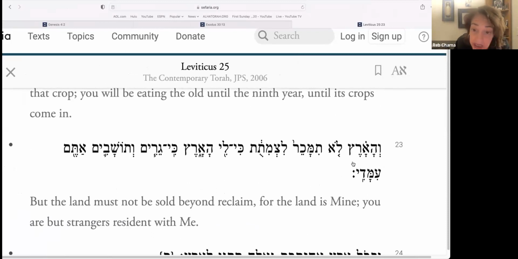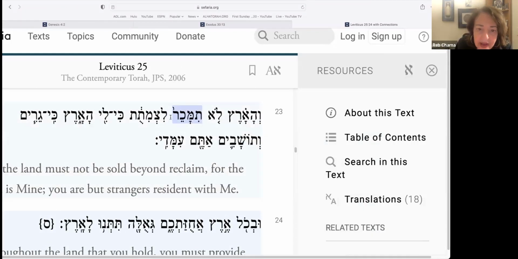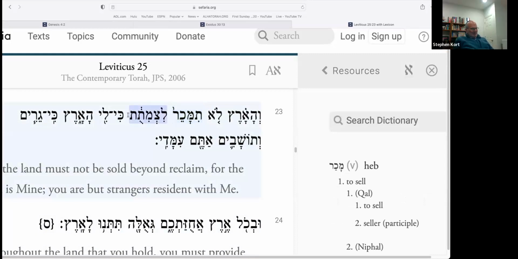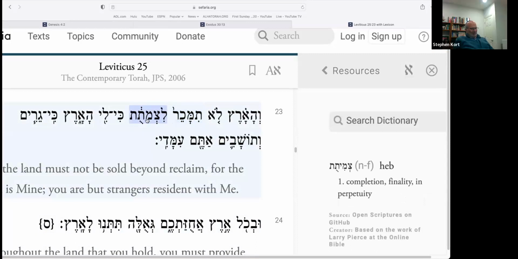What's the first verb we have here? Timacher. Good. Exactly. And it's nice when they're actually easy to find. Mem kaf resh, to sell. What's the next one? Well, it looks like it leads me to it, but it's a noun. Okay. But toshev is a verb in the second line. Hmm. The toshavim. Very good.